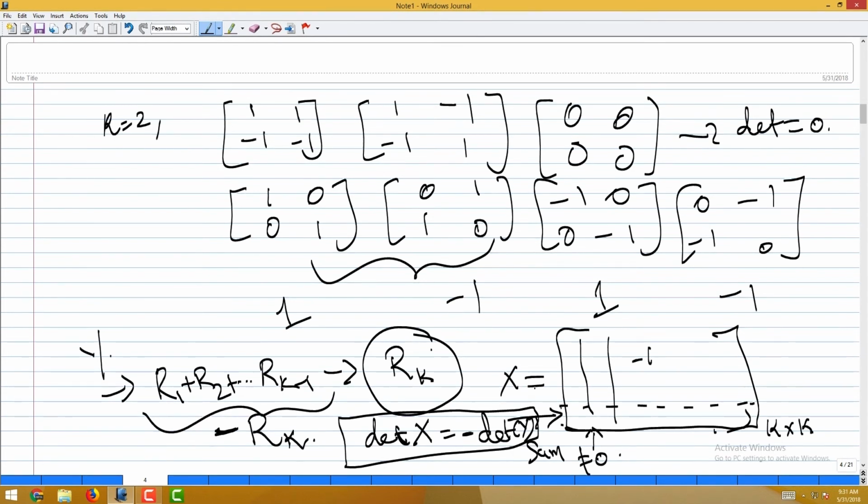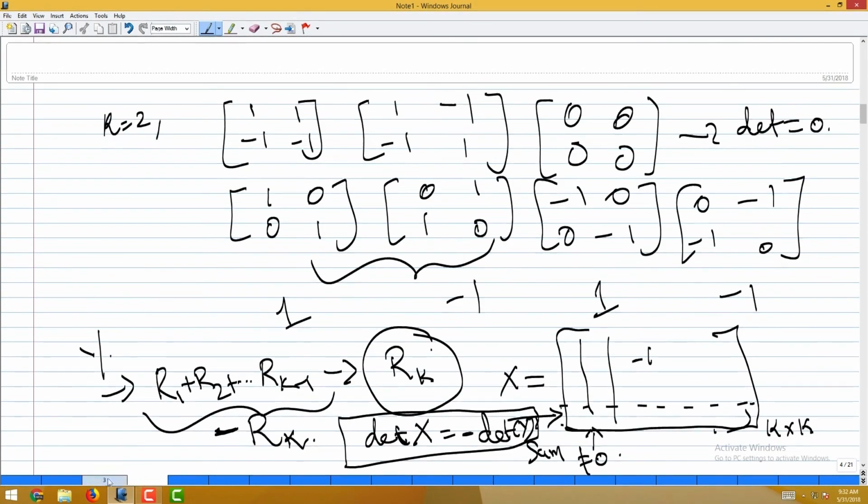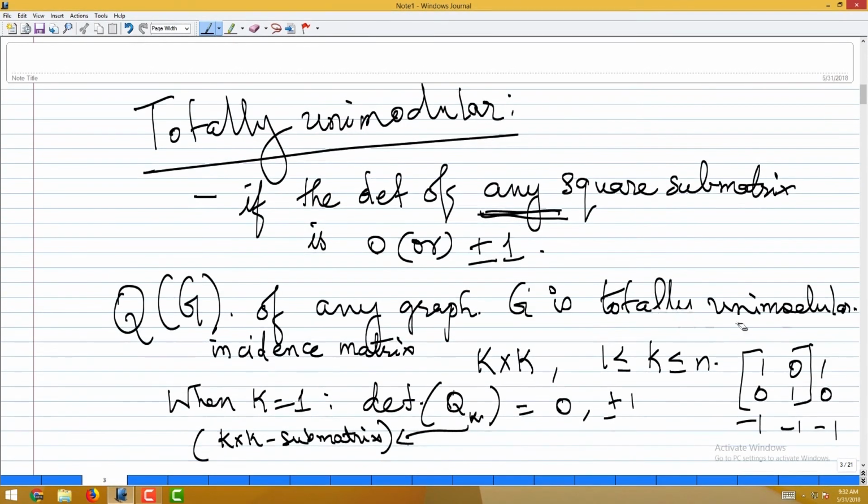This is an argument we will be using most of the time: you just add all the rows and look at the behavior of the determinant. Inductively, if I continue this, I can show this for every k up to n. Therefore, we can say that Q of G is totally unimodular. This is what I wanted to show.